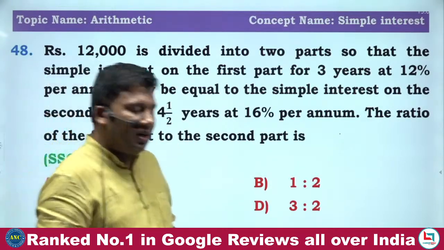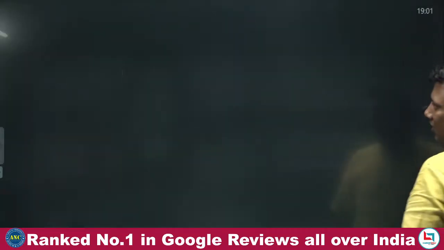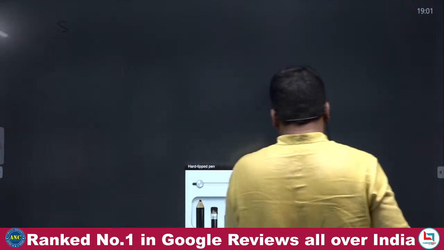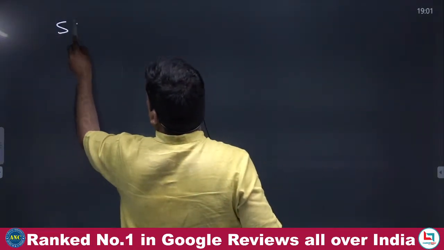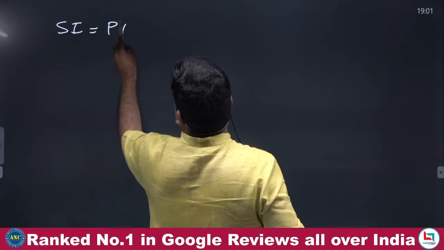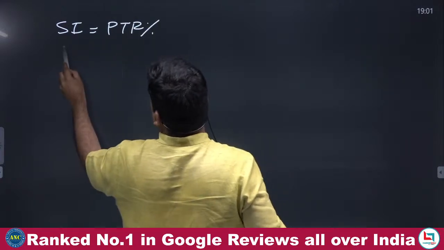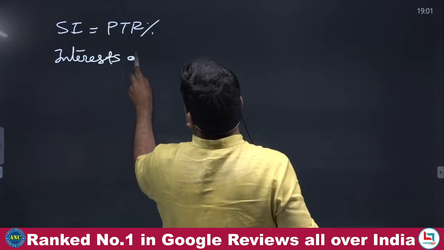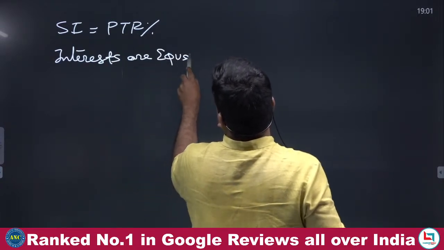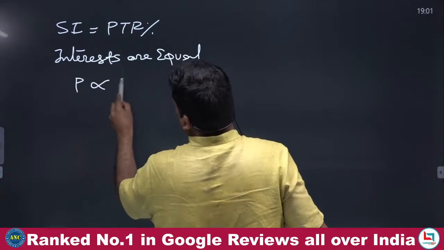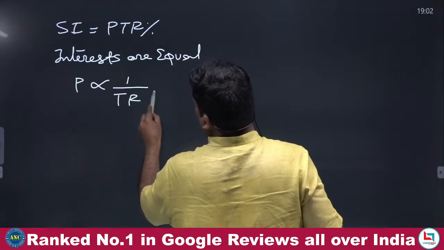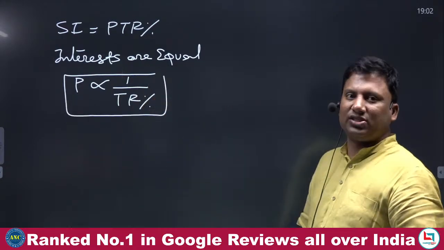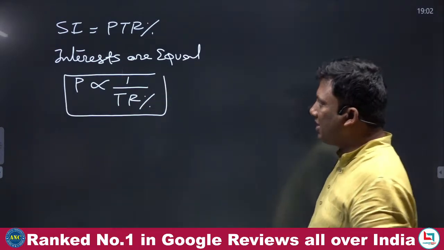In the previous session, what were we discussing? We were discussing simple interest equivalent to PTR percentage. If the interests are equal, then P is inversely proportional to TR percentage. This is the concept which we were discussing.